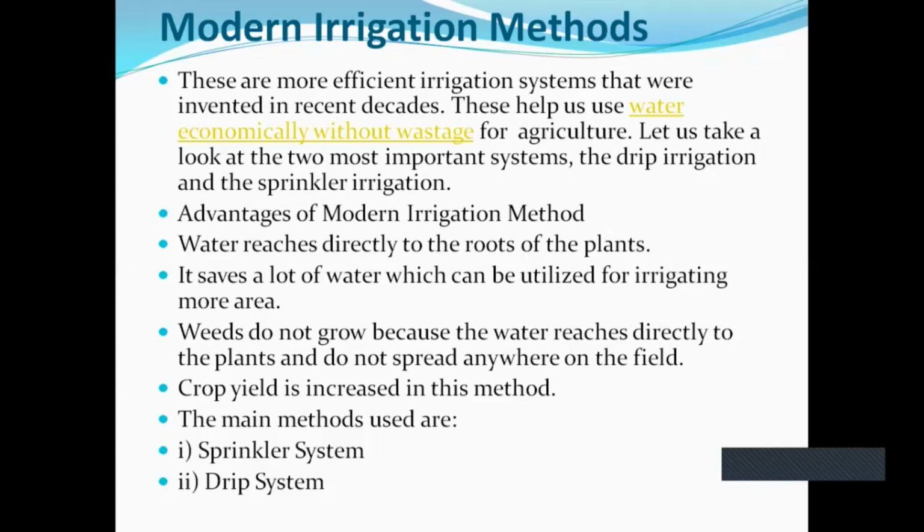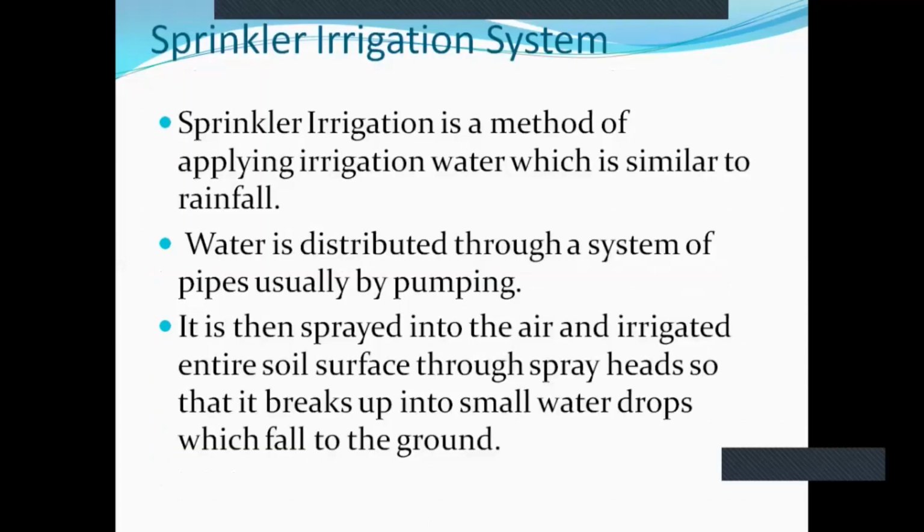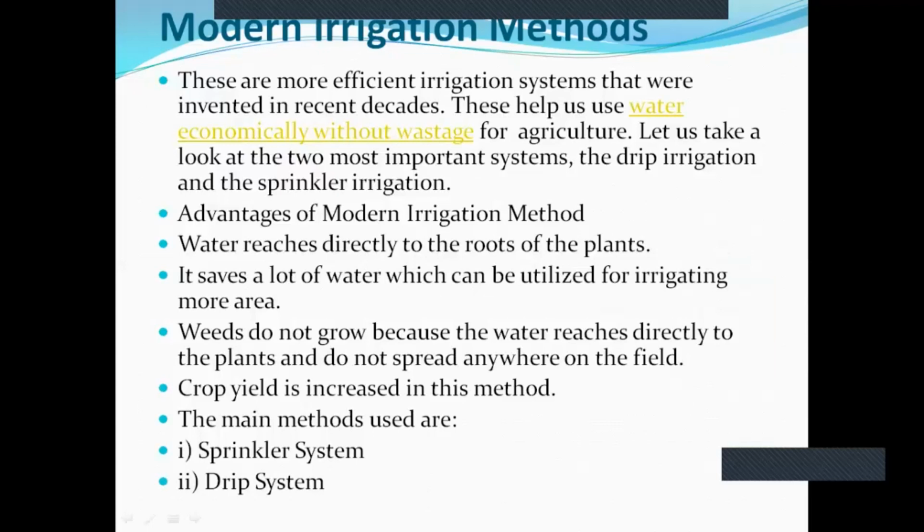As I said, 70% of the world's water is used for irrigation. The farmer has to use water properly. If he wastes the water, it is going to be very difficult for everyone, right? So he has to use his water supply efficiently. So let us take a look at the important systems, that is drip and sprinkler irrigation systems, which are called modern irrigation systems. Before we go for that, let's see the advantages of the irrigation system.